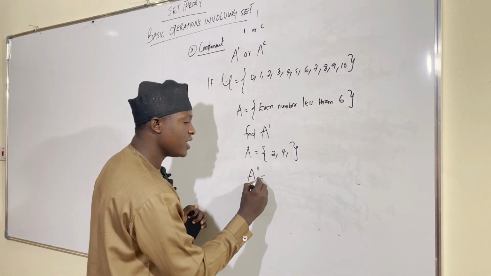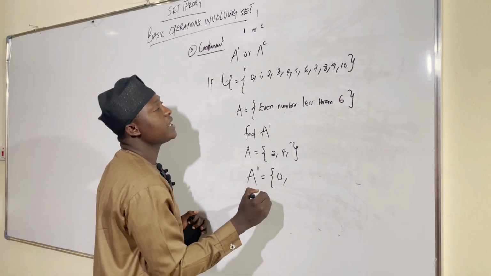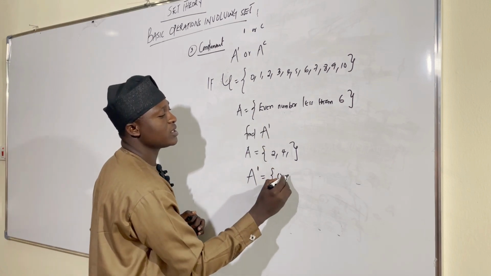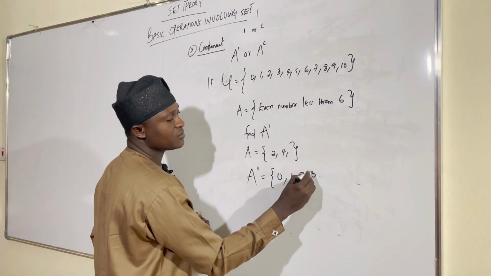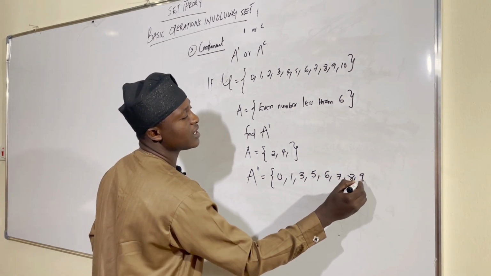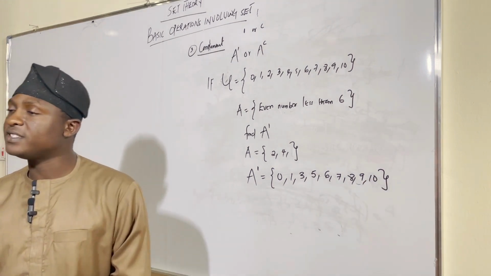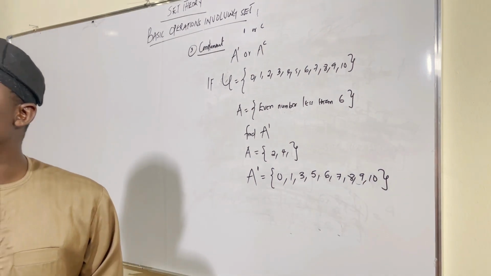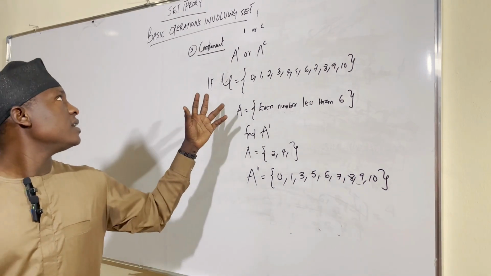So if you look at the universal set, we have 0. There is no 0 here, right? We have 1 here. There is no 1 in this set. We have 2. There is no 3. We have 4. There's no 5, 6, 7, 8, 9, and 10. That's what we call the complement of a set, meaning what we have in the universal set but not in that particular set is what we call the complement of a set.